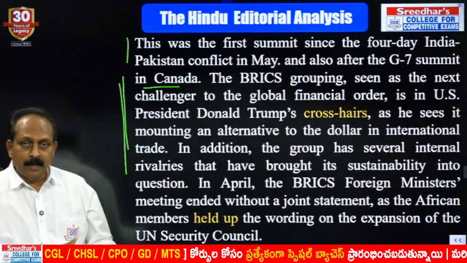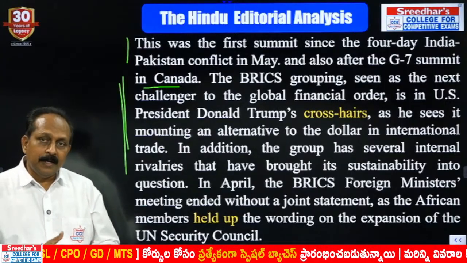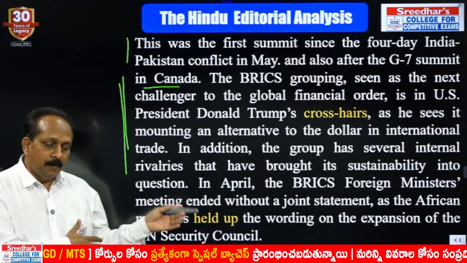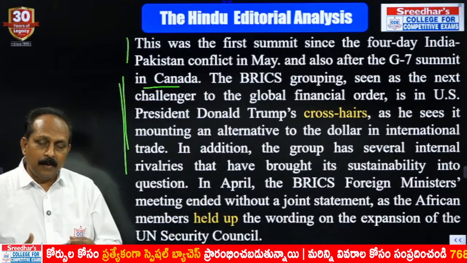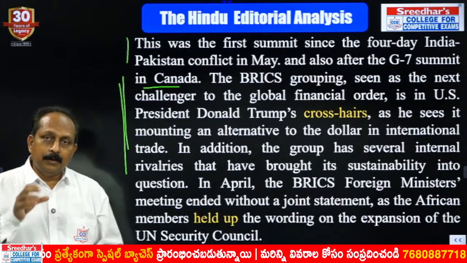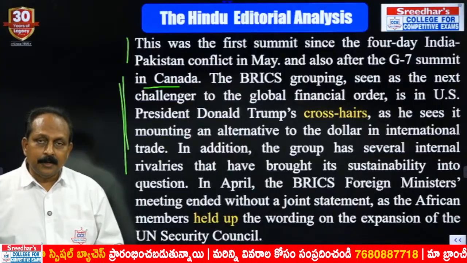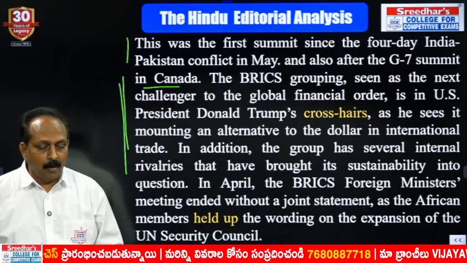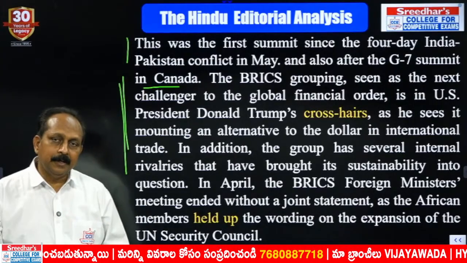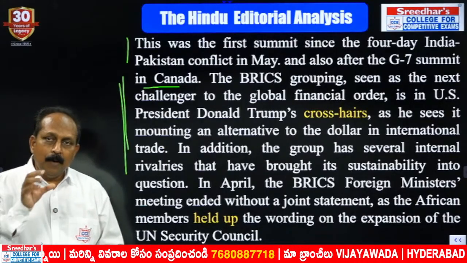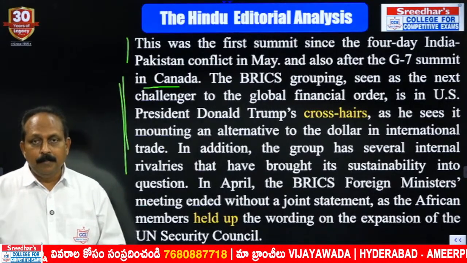And looking at this scenario, Donald Trump thinks some members of this particular organization are trying to come up with an alternative for dollars. Today, if you take international trade, what is the currency? Dollars. So he has an apprehension. Apprehension means what? A feeling or fear that something bad may happen.